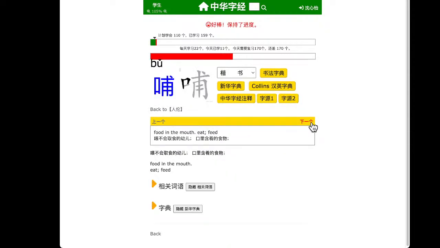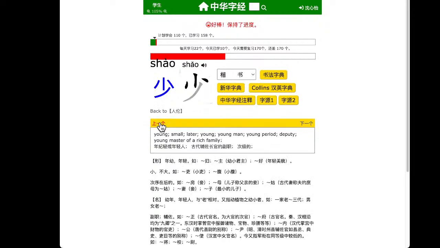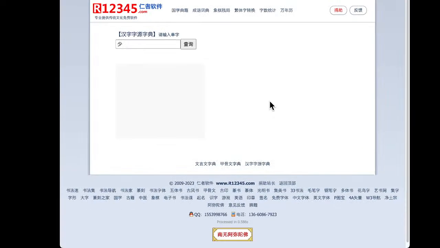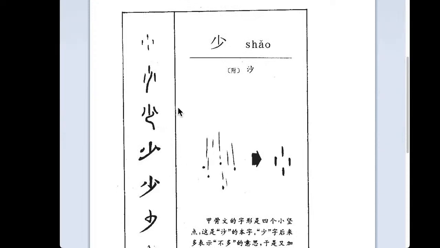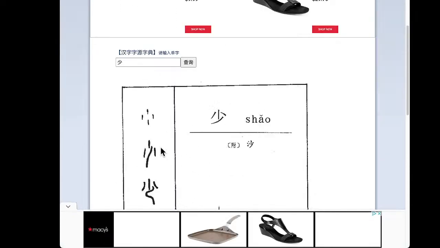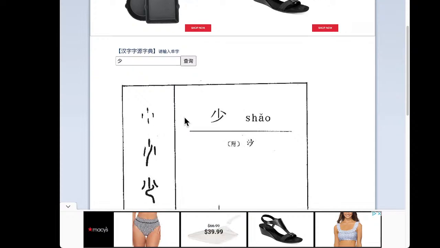Yeah, the original picture is just basically little dots. Just small things together. A few small things. See, it's gotten longer and more flowy, but originally it was just a few little specks. Little bit.